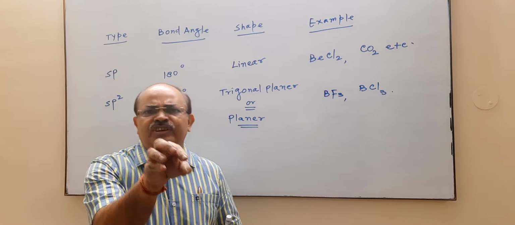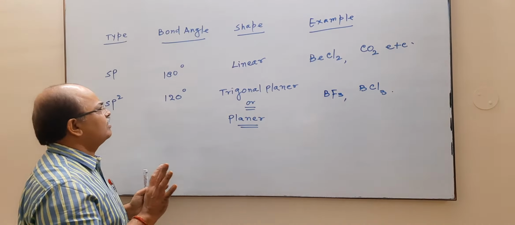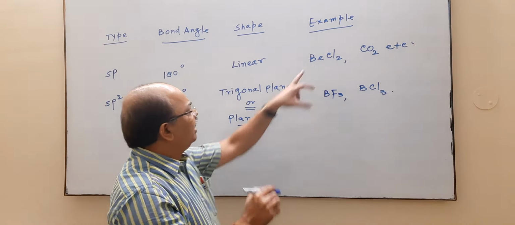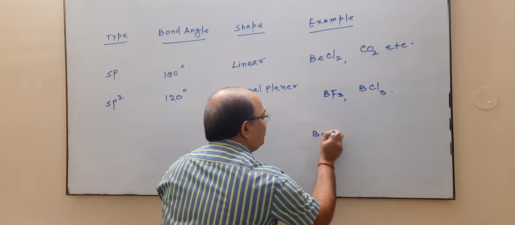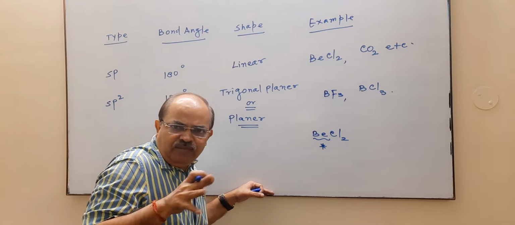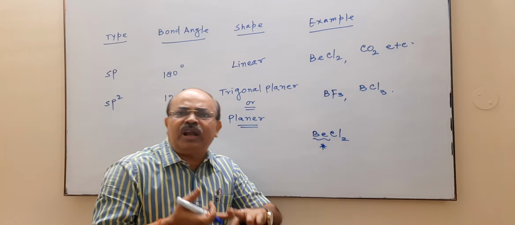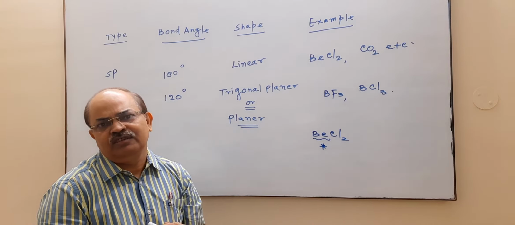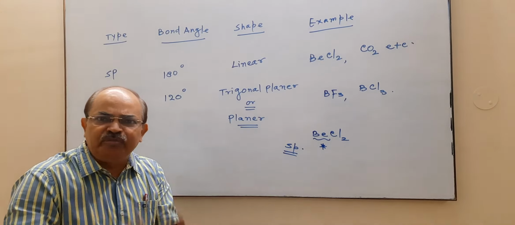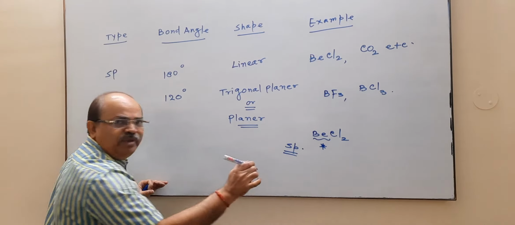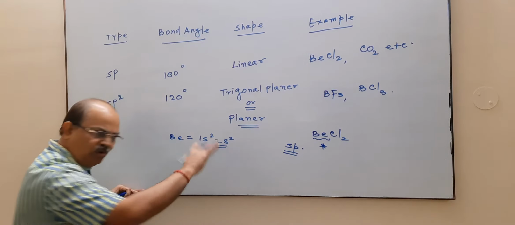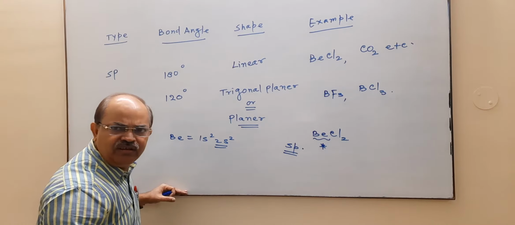Now let us discuss in brief. In this sp hybridization, in beryllium chloride, we consider the hybridization of beryllium. It is not the hybridization of beryllium chloride; in beryllium chloride, the hybridization is of beryllium, and it will be sp. Now what does it mean? If you write beryllium, you know it is 1s2 2s2. We will discuss further in detail.